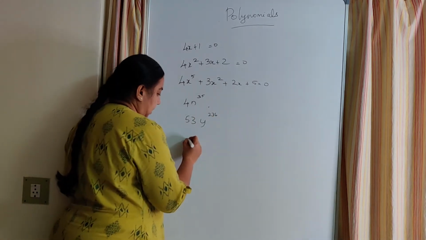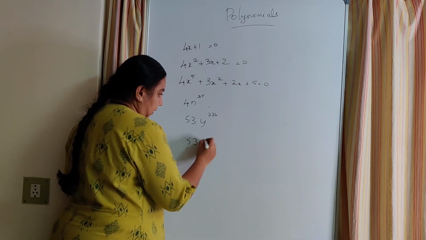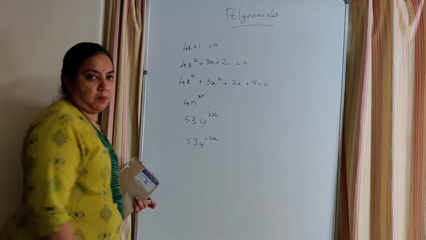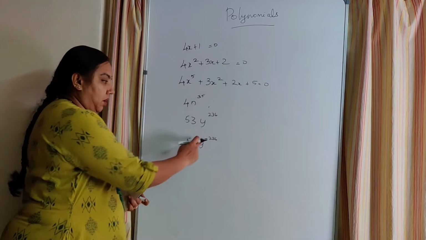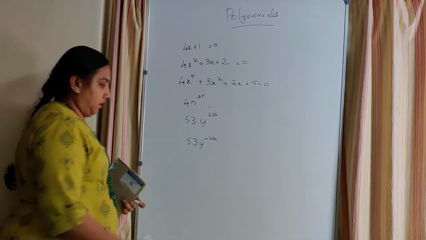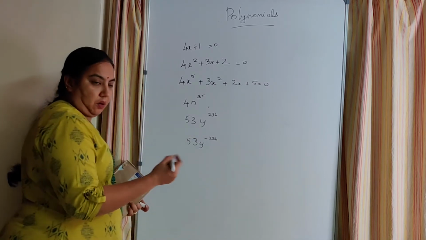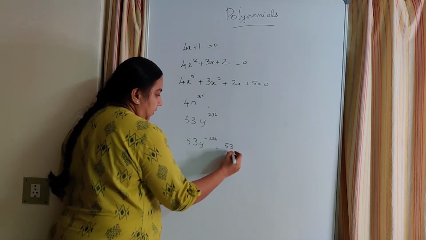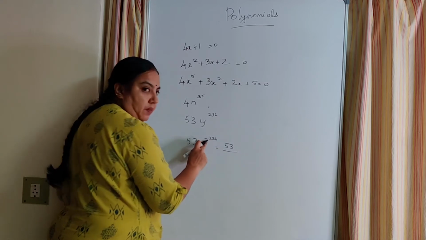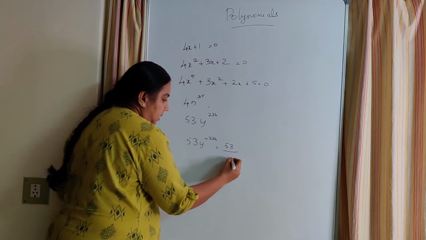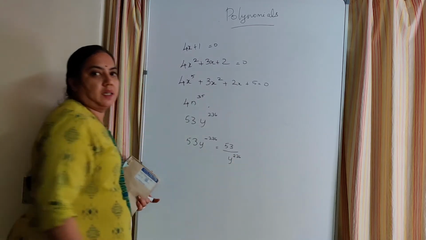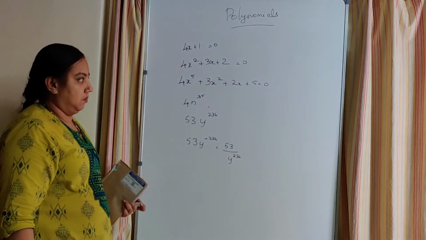But there are a few cases which we don't call a polynomial. If this 53 y power 236 is with a negative number in the power, then it is not a polynomial. Why is it not called a polynomial? If I have to represent it properly, I have to write it as 53 by y. When the power is negative, it means it is in the denominator. So when it's in the denominator, it is no more called a polynomial.